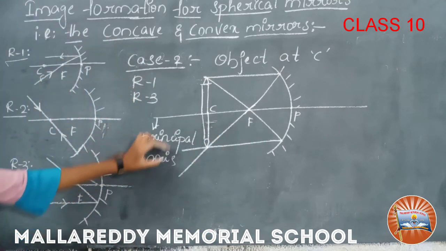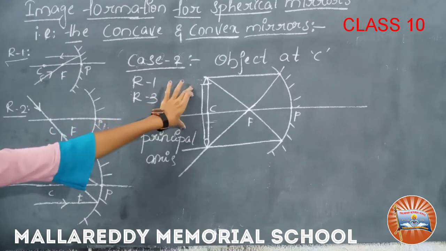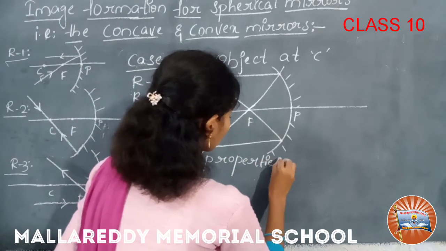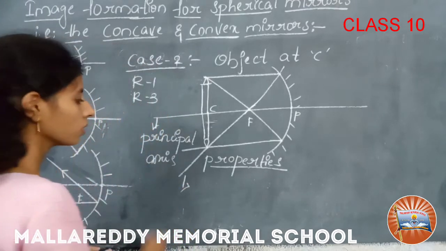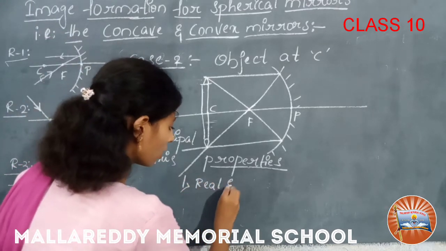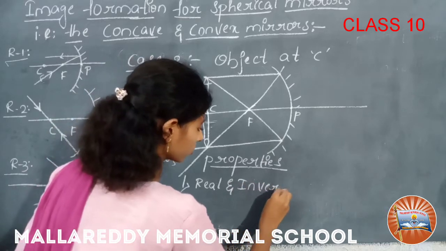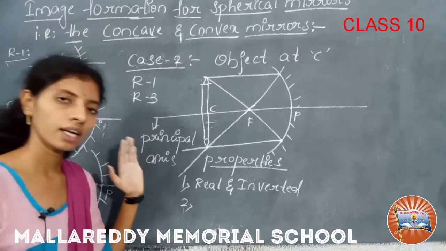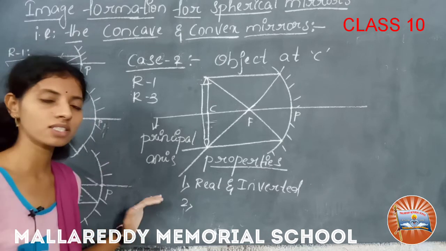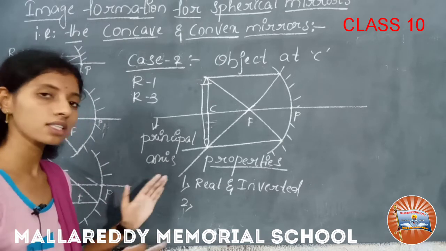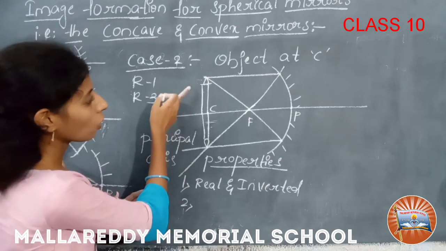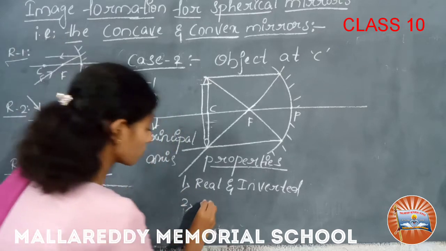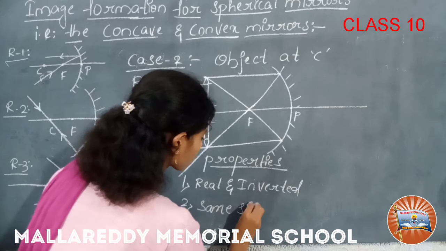Okay. Now we are writing the properties. Now this is a real image and it is inverted, right? And is it enlarged or diminished, or is it the same size here? Yes, it is the same size. See the object and image, both are of equal size. So it is the same size.